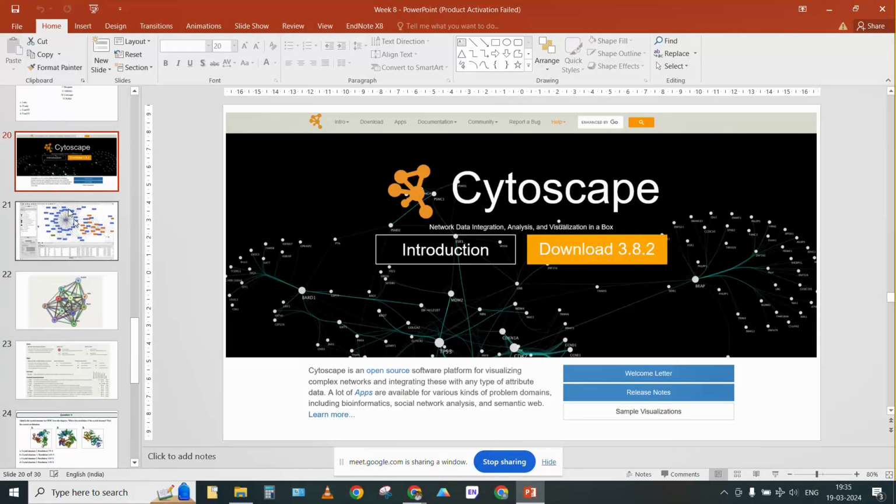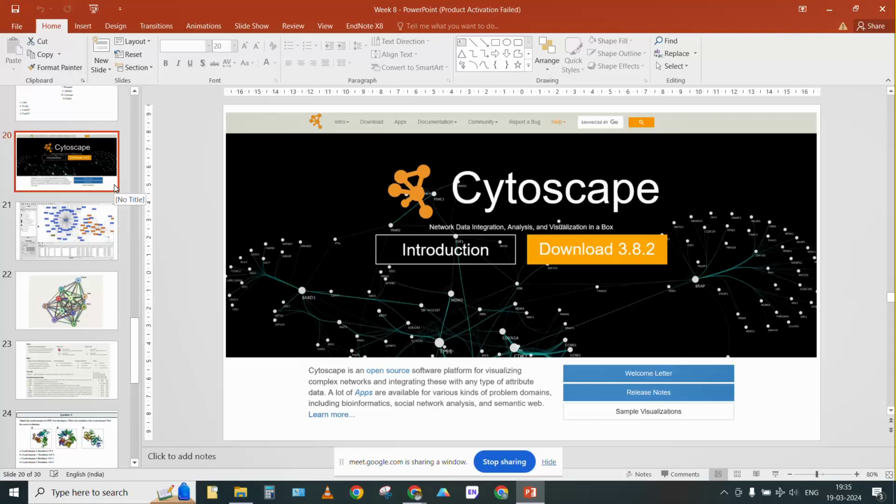Cytoscape is a powerful software platform for visualizing and analyzing complex networks, including protein-protein interaction networks generated from data obtained through String or other sources. After obtaining the list of potential LDHA interactors from String, Cytoscape can be used to visualize the interaction network, and for further analysis like network topology analysis, identification of functional molecules, and gaining insights into the biological significance of the identified interactors. And the next one is String.